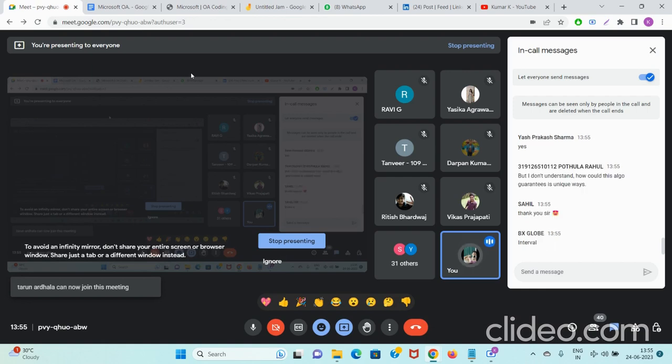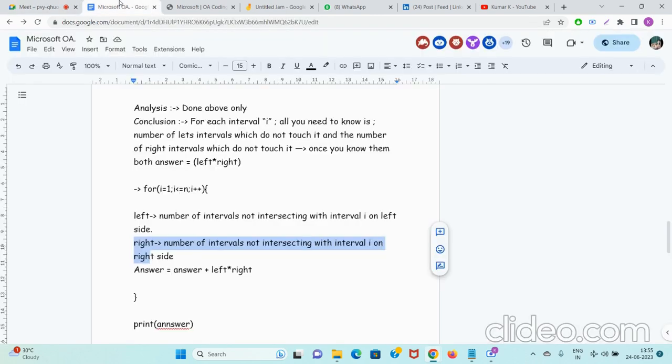This will always guarantee unique ways, guys. Why? This will always guarantee unique ways because for each interval I, you were considering it as the middle interval. It will never be considered again as a middle interval.